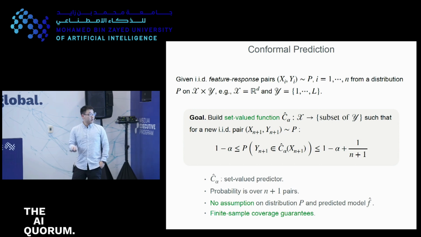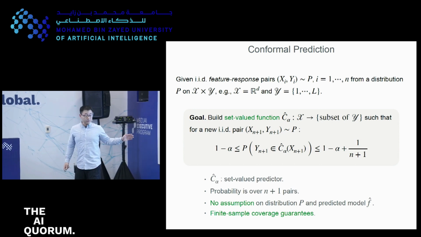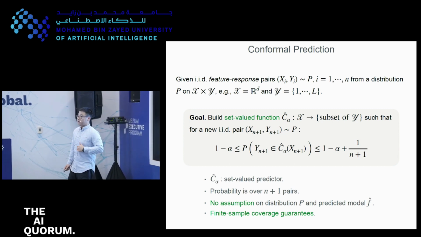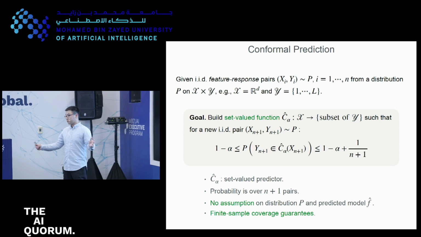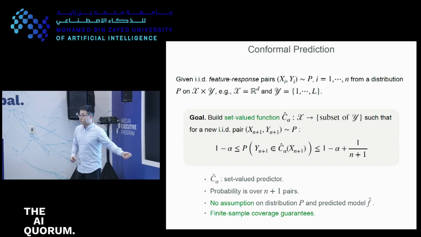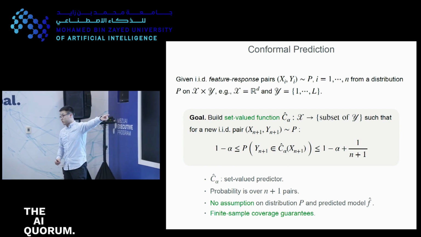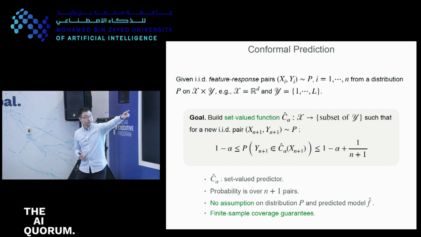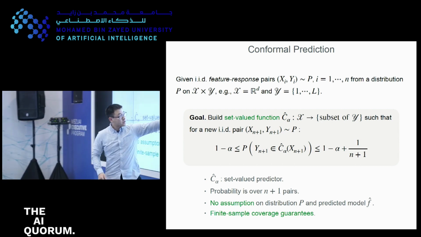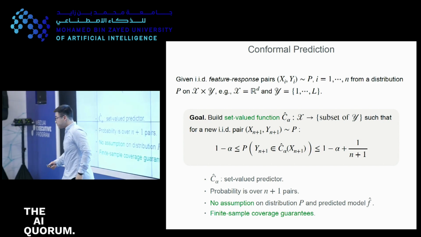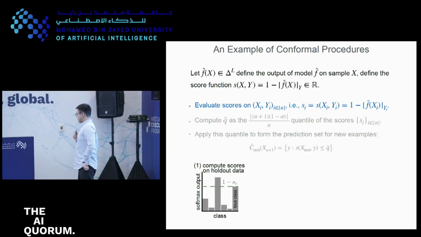And the nice thing about conformal prediction is you don't need to make assumptions on the data distribution, nor on the predicted model. So the model could be arbitrary and the data distribution could be arbitrary. And it also has a finite sample guarantee. So basically, with the number of samples you have, if small n is 1,000, you can treat this small error term as super small. So that's the nice part.